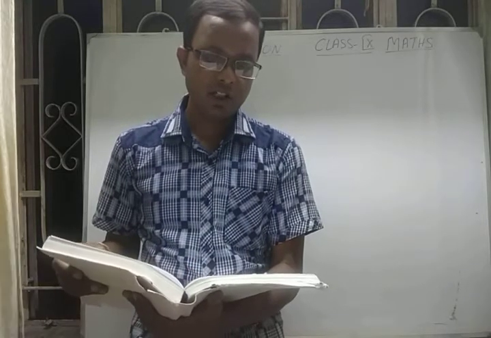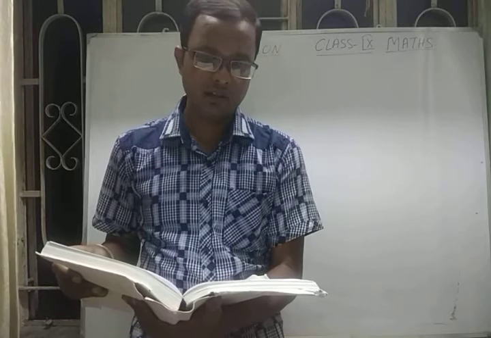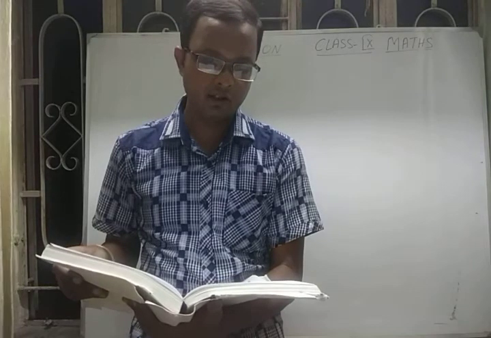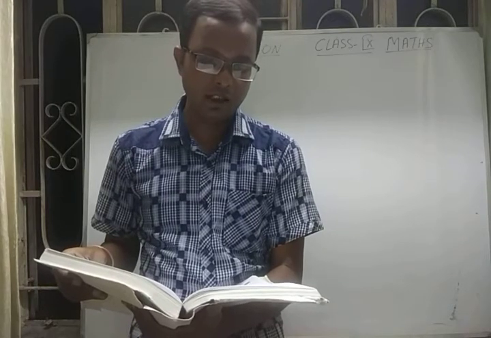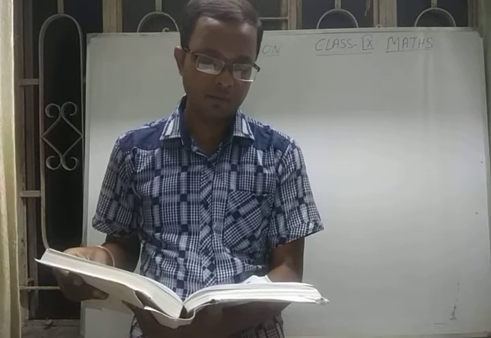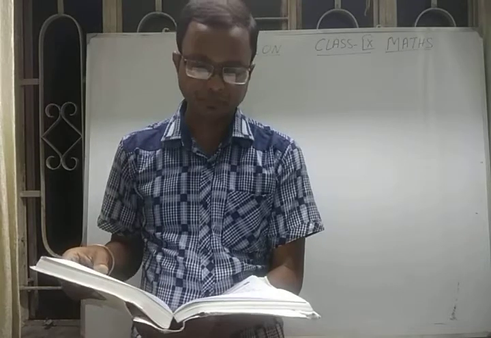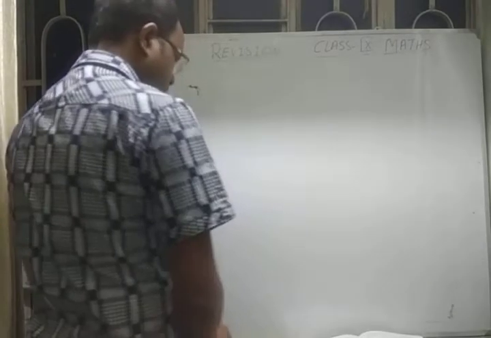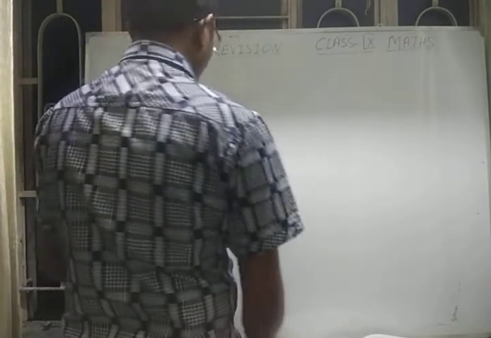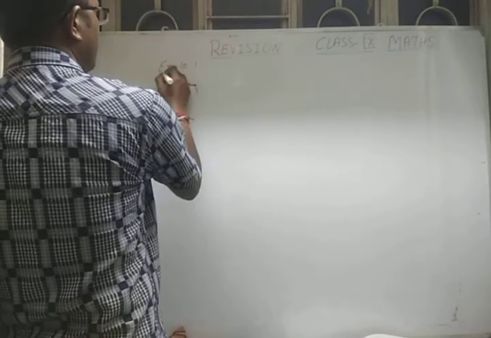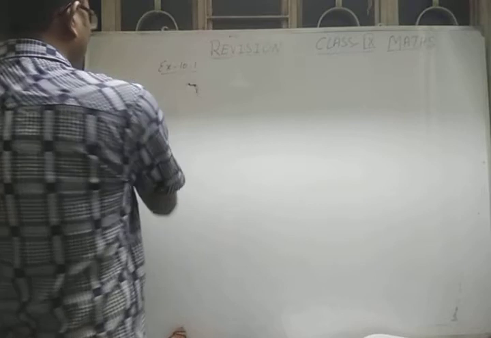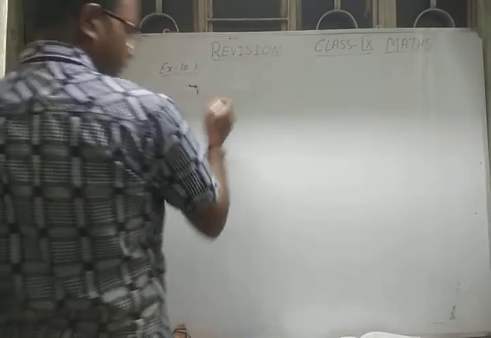In the adjoining figure, AB and CD are equal, CE and BF are equal, and angle ACE is equal to angle DBF. Then you have to prove that triangle ACE is congruent to triangle DBF and AE equals DF. So before doing the question, I'm going to draw the figure first. It is exercise 10.1, question number 9. Then this question's figure is like this.